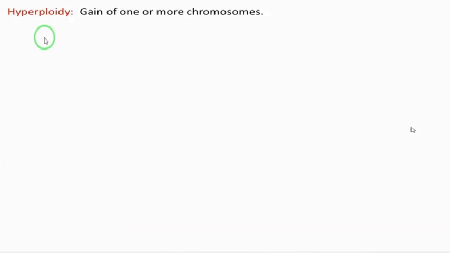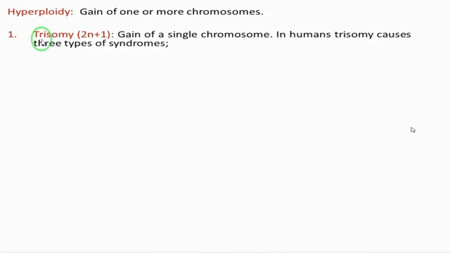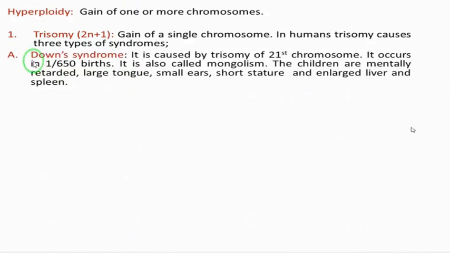The next one, hyperploidy, gain of one or more chromosomes. First type, trisomy, 2n plus 1, gain of a single chromosome, so addition of one chromosome. In humans, trisomy causes 3 types of syndromes. First one, Down syndrome. It is caused by trisomy of the 21st chromosome.